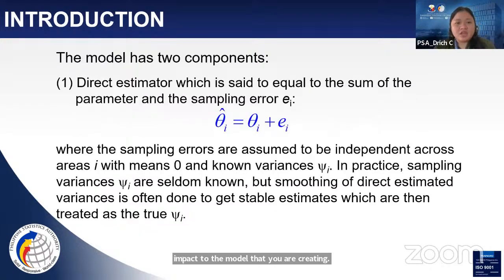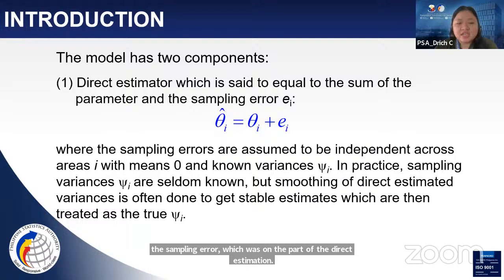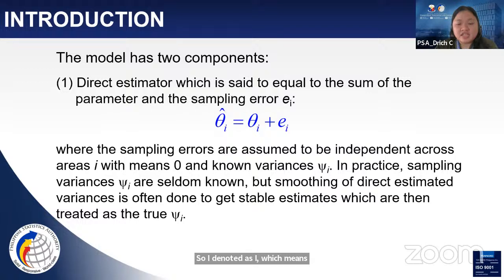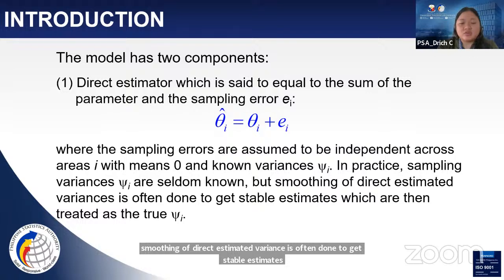Further, when we do the model-based approach, we have the direct estimate. We have two components. We have the direct estimator, which is equal to the sum of the parameter theta sub i and the sampling error, which is part of the direct estimation, where the sampling errors are assumed to be independent across areas, denoted as i, with mean zero and known variances of phi sub i. In practice, sampling variances phi sub i are seldom known, but smoothing of the direct estimated variance is often done to get stable estimates, which are then treated as the true phi sub i.